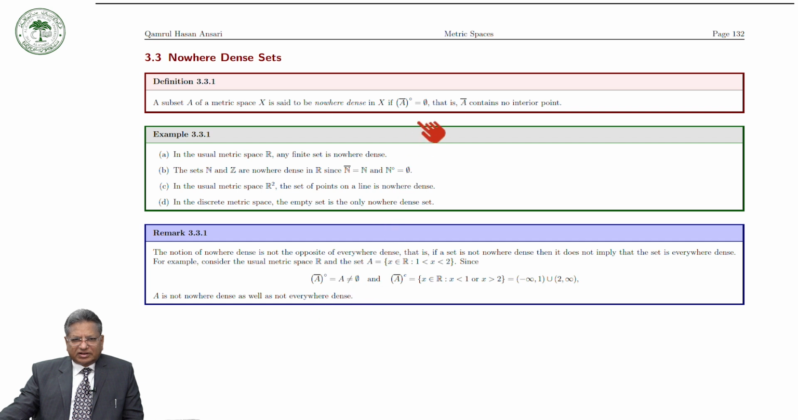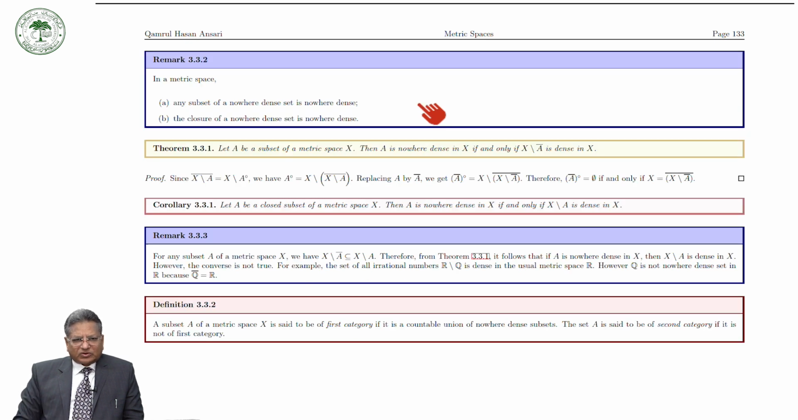We are already taking the interior of the closure: the interior of the closure of A is equal to the empty set. Okay, so the closure of a nowhere dense set is a nowhere dense set. Now, can we have some characterization of nowhere dense sets? Yes, we do have one in the following theorem.